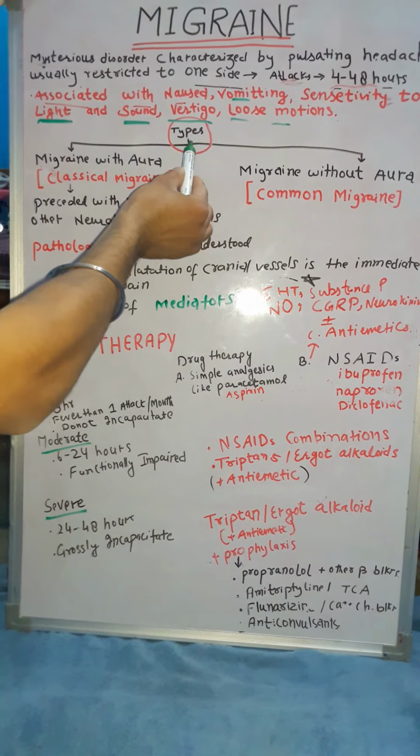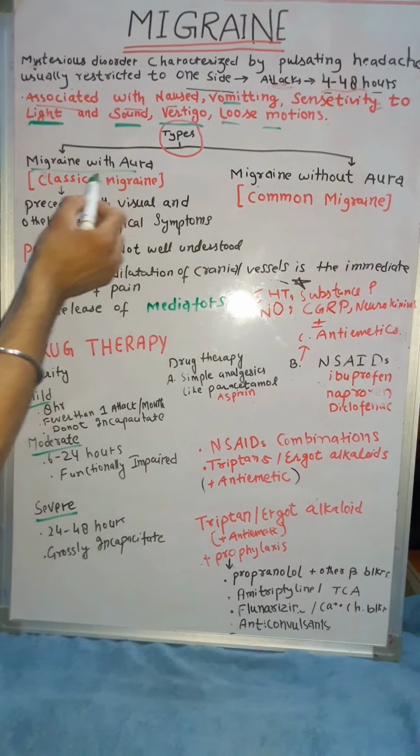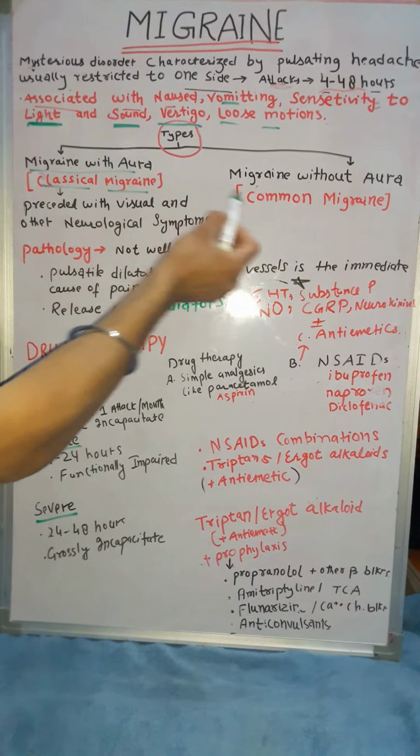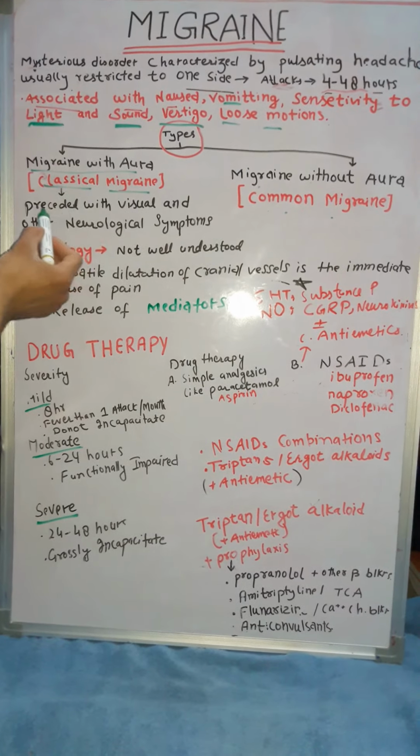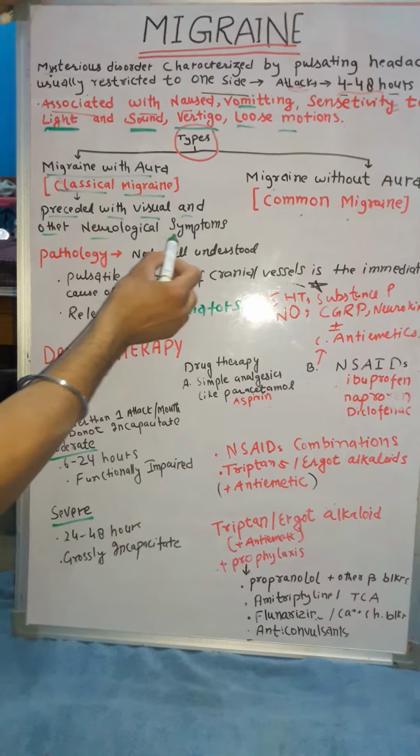Types: there are two major types of migraine, one migraine with aura and other migraine without aura. This one is also called classical migraine and this is called common migraine. It is preceded with a visual and other neurological symptoms.